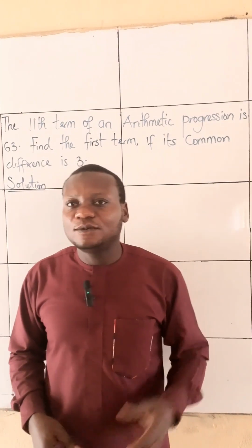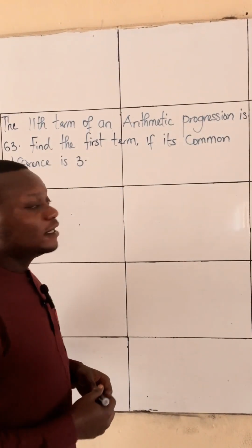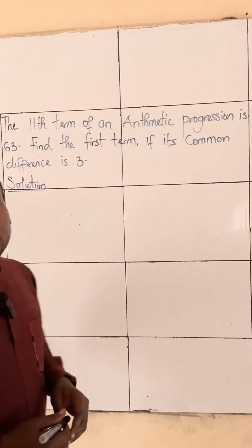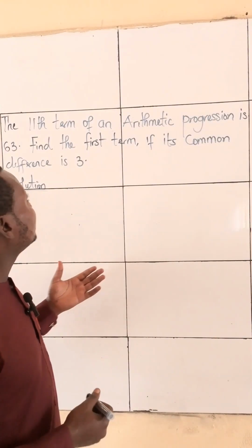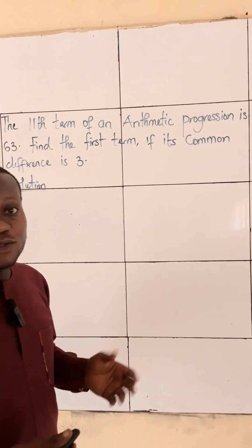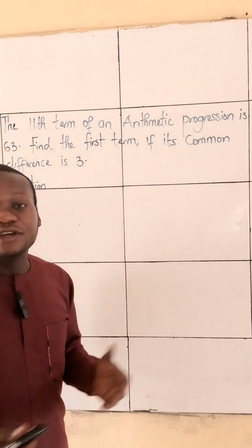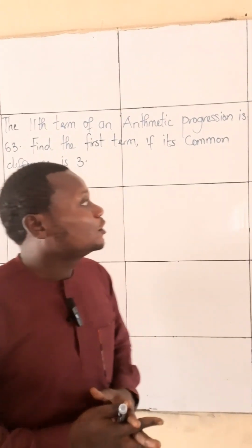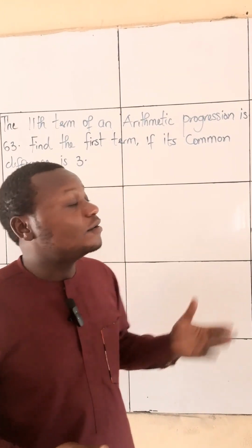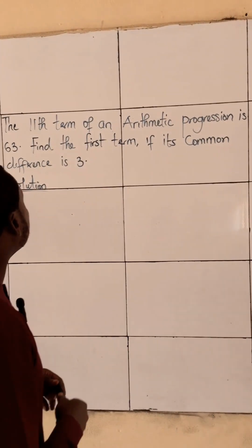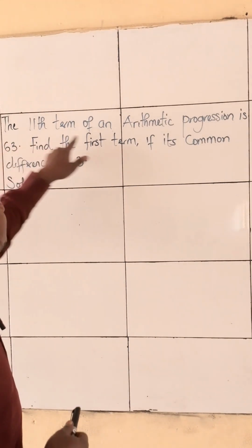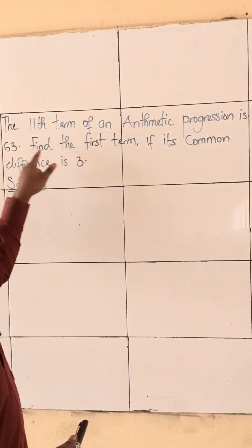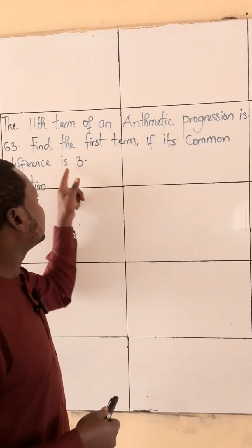All right, students, welcome to our online mathematics tutorial. Okay, like you all know, our platform is a place where you learn mathematics and also boost your confidence for various exams like WAEC, NECO, GCE, JAMB, and so on and so forth. So the question I have here with me today is on arithmetic progression. And the question reads, if the 11th term of an AP, which stands for arithmetic progression, is 63, find the first term if its common difference is 3.